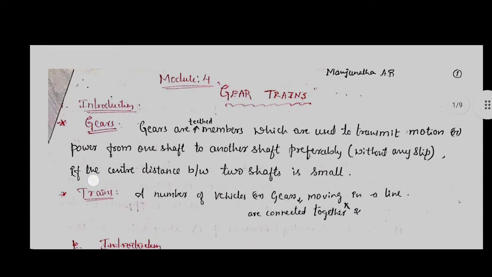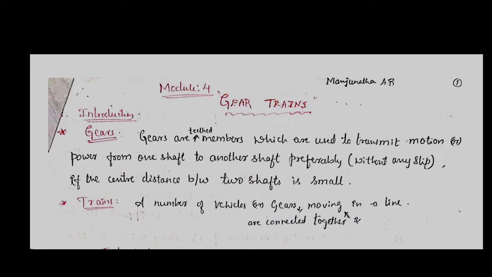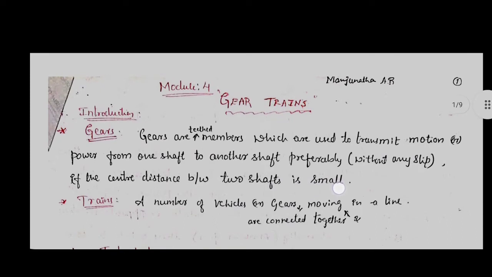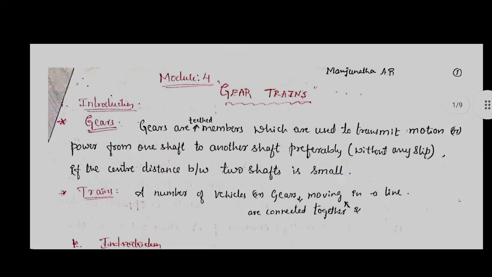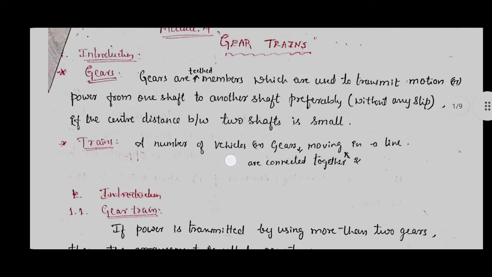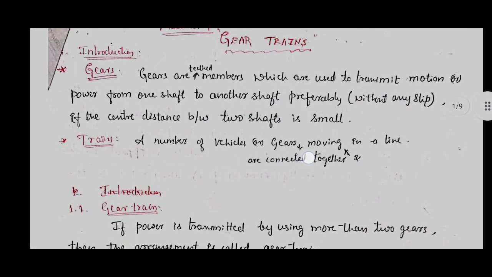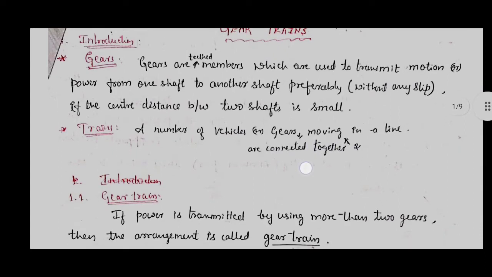The center distance between the two shafts is small, which is also one of the criteria in gear trains. The distance between the shafts should be small. If we have a larger distance, then we do not prefer gear trains. For transmission, not only two gears are used; we are using more than two gears. Trains are nothing but a number of gears connected with each other. That type of formation is called a train.